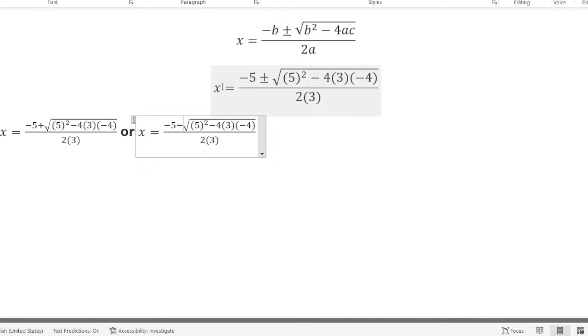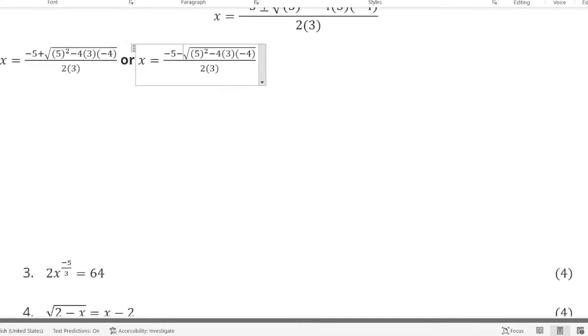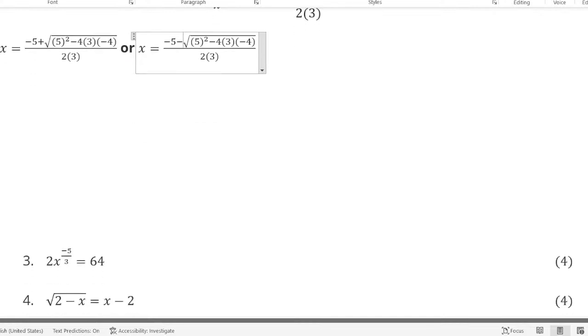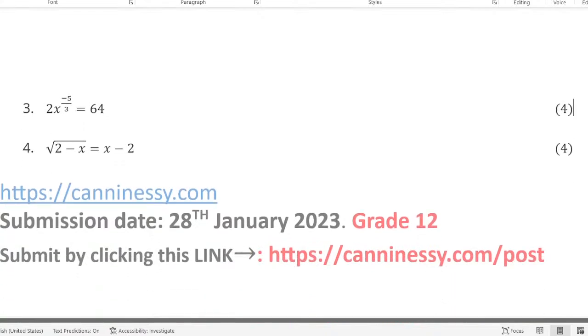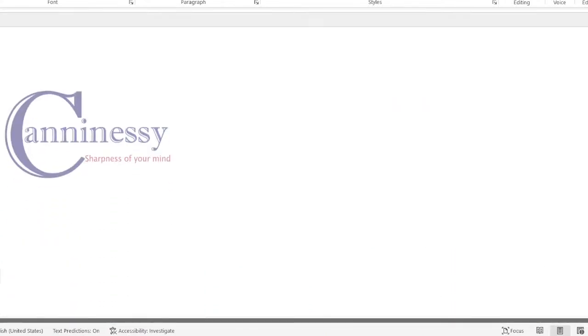So these would be the two possible values of x. Remember, here we have x is equal to negative 5 plus or minus the square root of this. So here we are splitting it, so it's going to be x is equal to negative 5 plus the square root and everything, or x is equal to negative 5 minus the square root, right? So then you just use a scientific calculator and get the correct values. If you don't know how to use a calculator, you can inbox us, we're going to help you. So now let's get to number 4. Let's try to solve number 4.